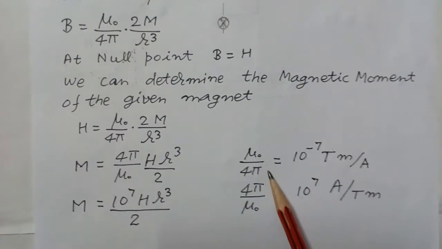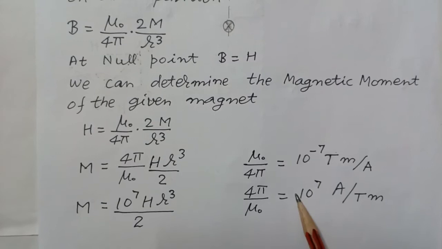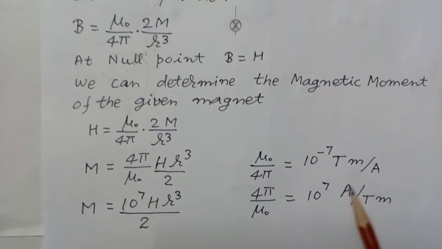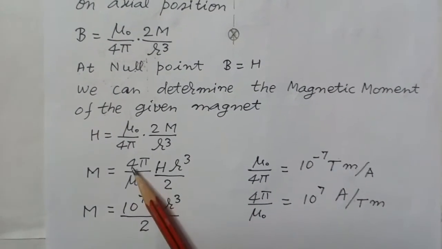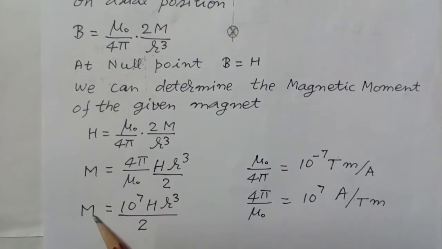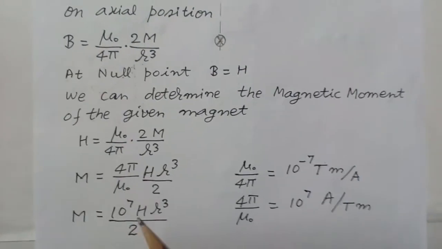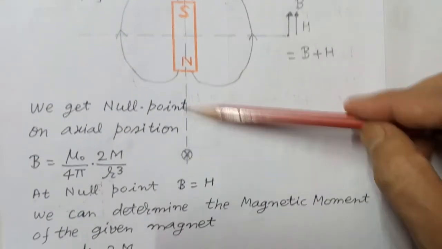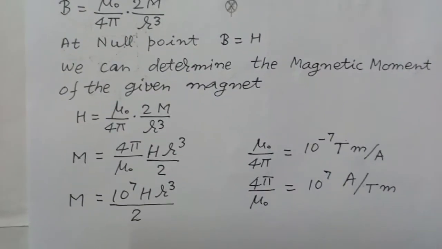Now as mu naught upon 4 pi is equal to 10 power minus 7, so 4 pi upon mu naught is equal to 10 power 7, and unit will be reversed, ampere per Tesla meter. So substitute 4 pi upon mu naught here, you get M is equal to 10 power 7 H r cube upon 2. If H is known and r is known, this distance r is known, we can calculate magnetic moment of the given bar magnet.